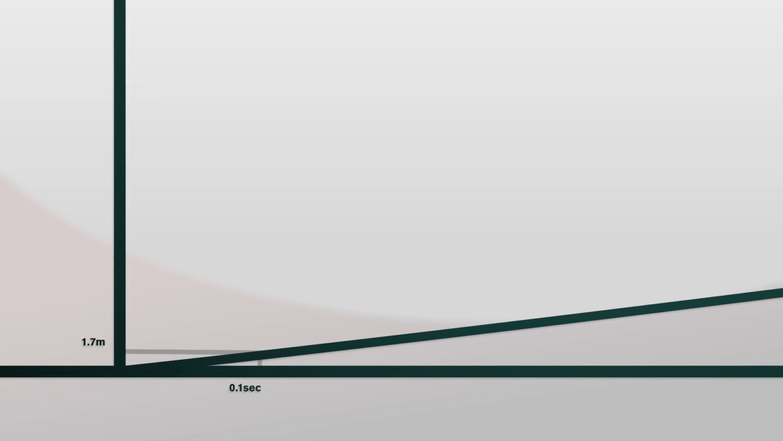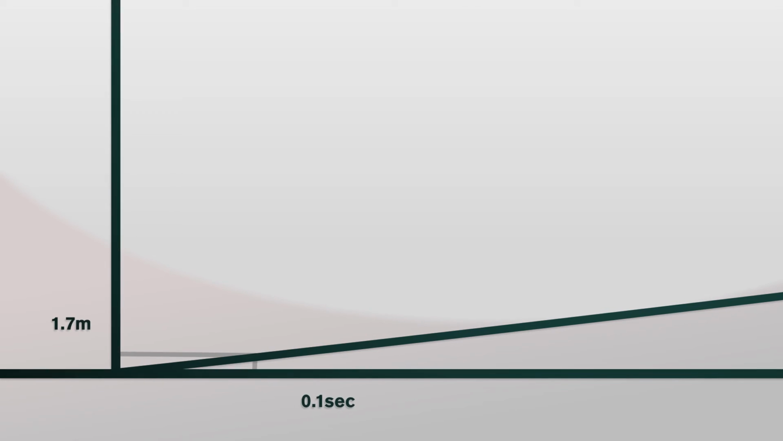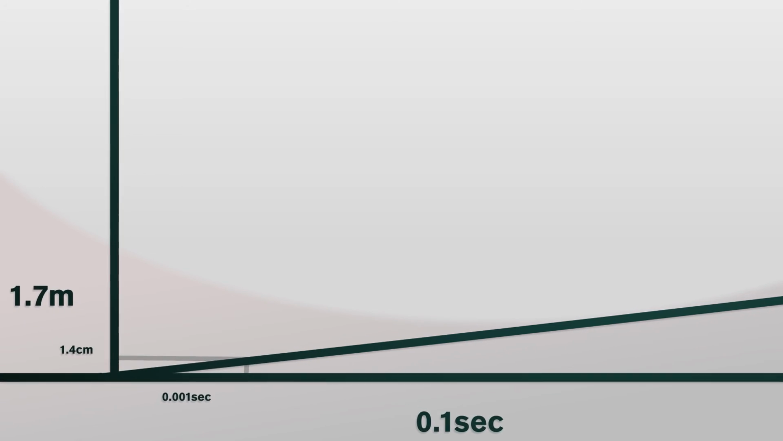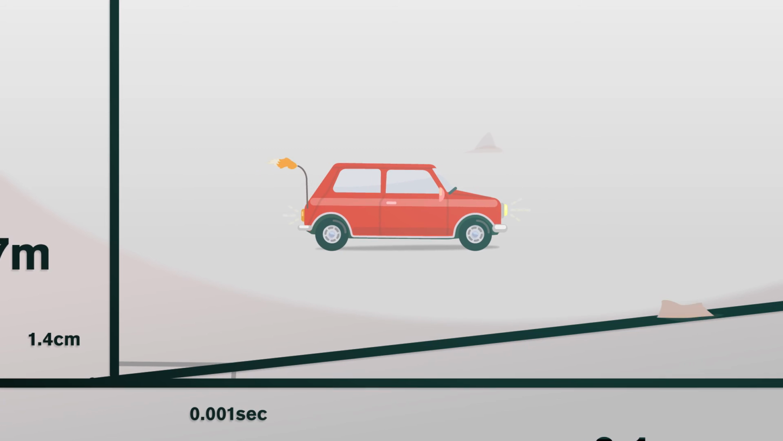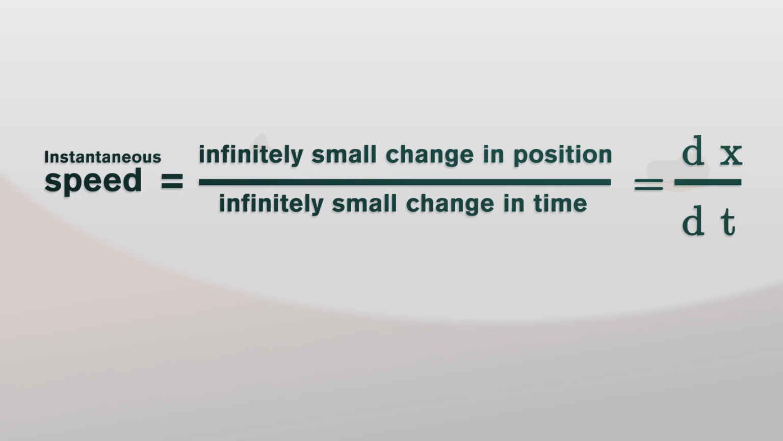Now imagine continuing until the change in time and change in position become infinitesimally small. Now this speed, this infinitely small change in position divided by the infinitely small change in time, is our speed at this instant. To represent that our changes are now infinitely small, we replace our capital Greek deltas with a little d. So, instantaneous speed equals dx over dt.